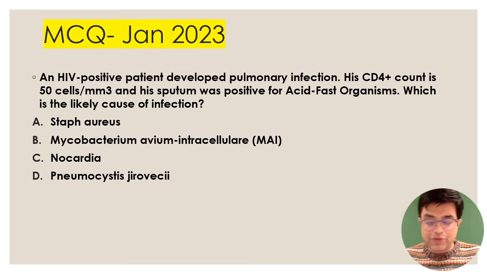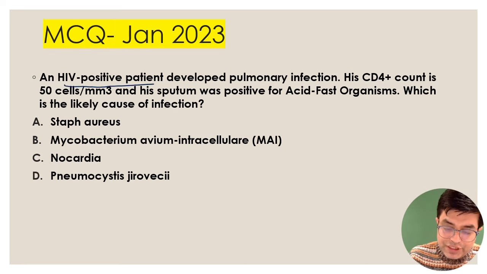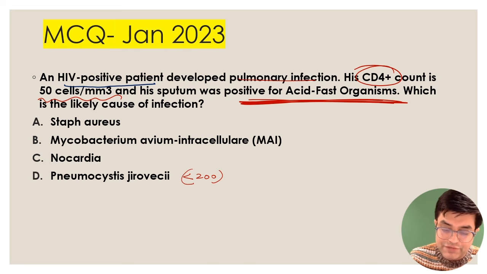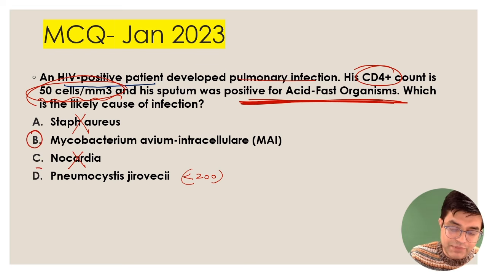MCQ January 2023 question easy hai. Let us see if you can solve it. So question says HIV positive patient developed pulmonary infection, CD4 plus count is 50 cells per millimeter cube, right? Sputum was positive for acid fast organism, which is the likely cause. Pneumocystis jirovecii जो होता है, that causes infection in patients CD4 count less than 200. यहाँ पर है 50 cells per millimeter cube. हो सकता है, लेकिन नोकार्डिया ऐसे पेशेंट में नहीं होता, स्टॉफ ऑरियस नहीं होता. So option is between B and D.